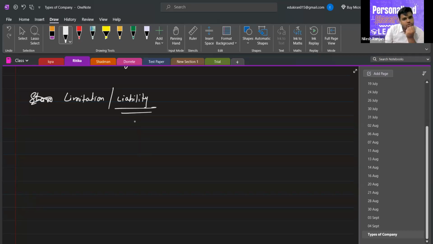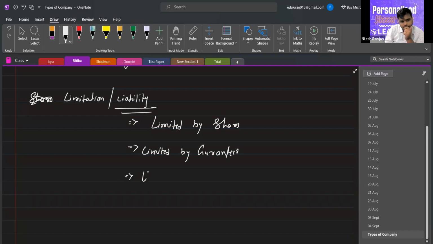So in this also there are three types of company. First is company limited by shares. Company limited by guarantee. And the third one is unlimited companies, unlimited liability company. Now, what does it mean?